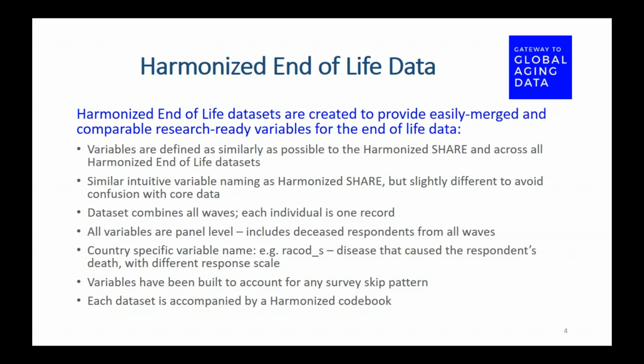Harmonized end of life data also use country-specific variable names. So for instance, a variable called RACOD_share indicates the disease that caused the respondent's death, and it has a different response scale than is used in some of the other harmonized end of life data sets. As we saw before, variables have been built to account for any survey skip pattern, and each data set is accompanied by a harmonized codebook.